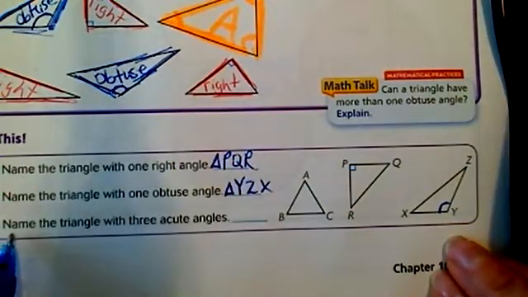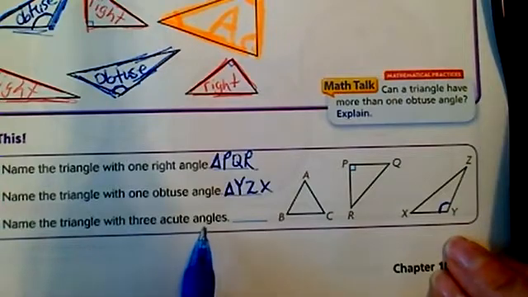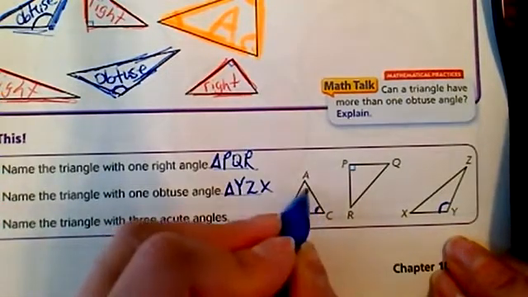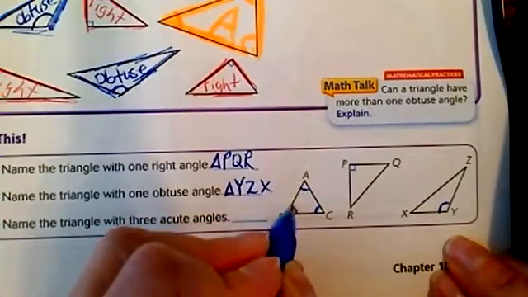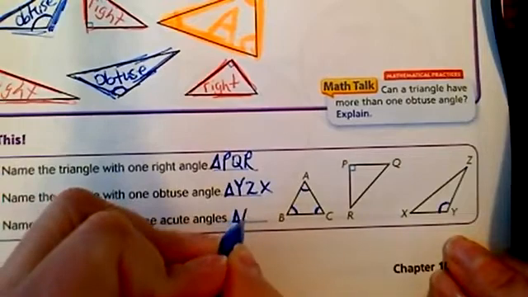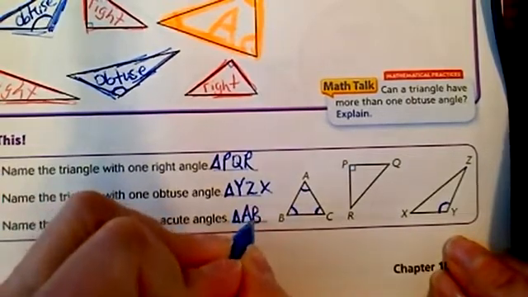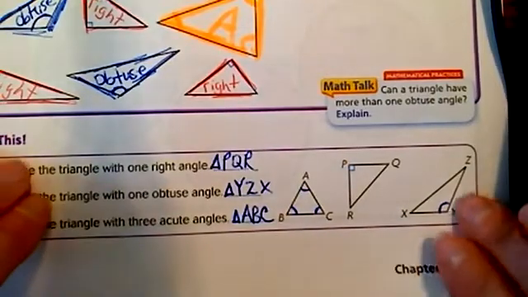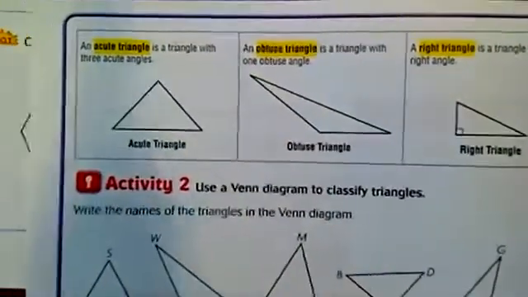And here I'm asked to name the triangle with 3 acute angles. Well, these are all 3 acute angles, less than 90 degrees. So this is triangle ABC. All right, let's look at that a little more closely with the definitions.